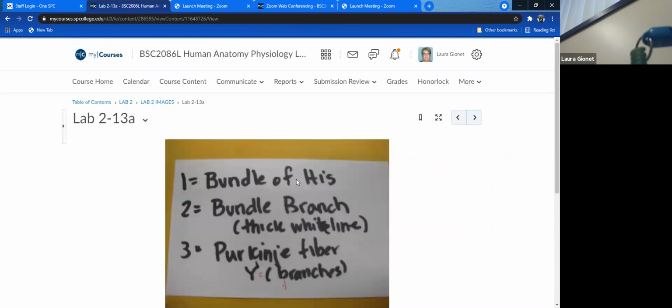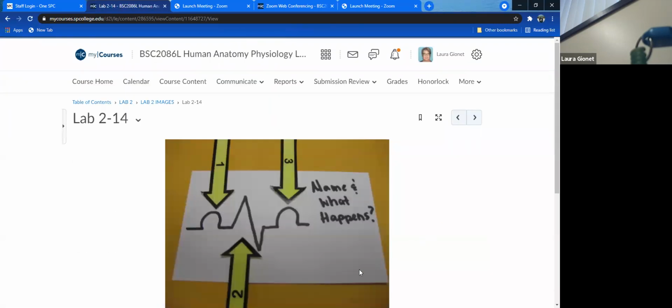Right, so the bundle branch is under number 1, right? And then you have the right bundle branch specifically. If we looked into the left ventricle, we would see the white lines on the septum, and those would be the left bundle branches. And then the Purkinje fibers.